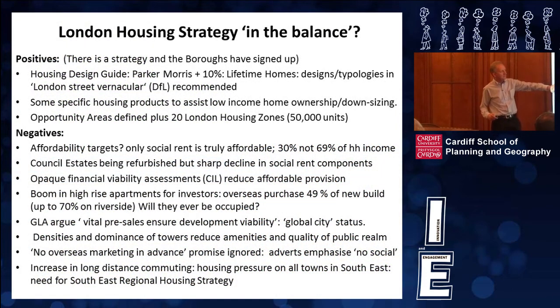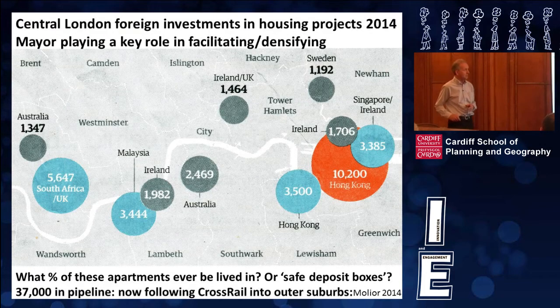So the London housing strategy in the balance, there are some positives, particularly in the design arena, but the affordability targets and the council estate refurbishment and the boom in high-rise apartments for investors, not necessarily for users, is particularly worrying, I think. The GLA says pre-sales will enhance development viability and make each of these projects feasible. Well, that's true, but of course the question is, will they ever come into occupation by Londoners, or will actually overseas people live here?